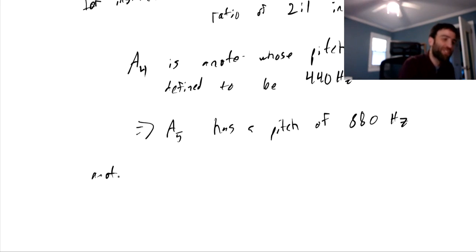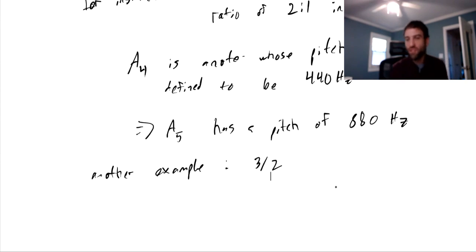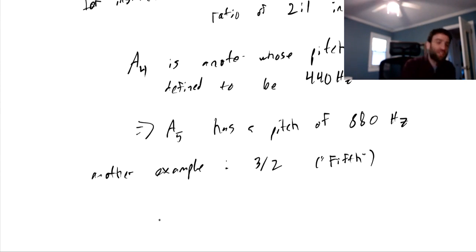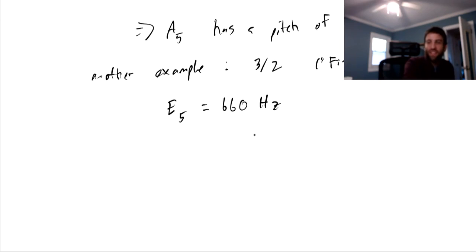Another example, another really important example, is the ratio of 3 to 2. So this is called a fifth in music. So for instance, the note E5 has a pitch which is 3 over 2 times the pitch of A4. And so that would be 660 hertz. Okay.